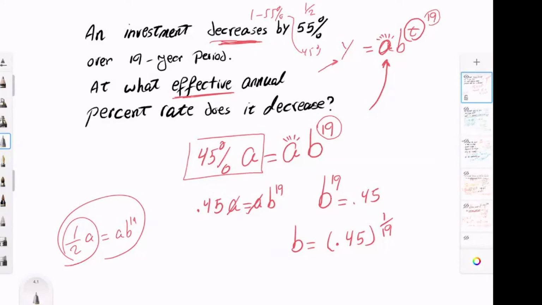So if you find B, then 1 plus R equal to B. Then R will be 0.45 to power 1 over 19 minus 1.